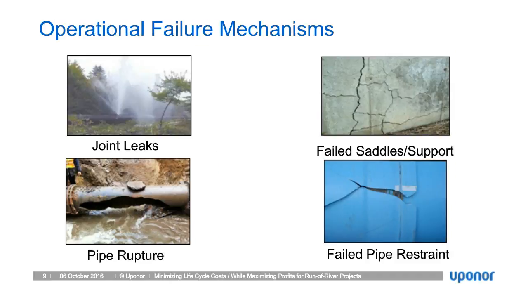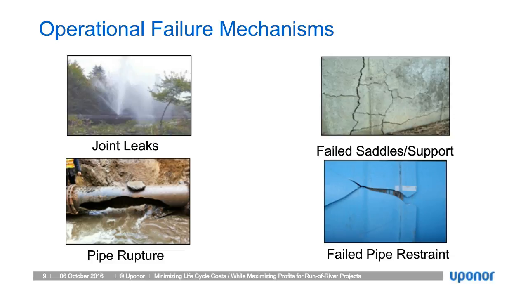Operational failure mechanisms. Joint leaks are very common. It could be things such as in seismic areas because the pipe is moving. It could be because of transient pressures. Someone closed a valve too quickly, which caused a spike in the pressure, which then fatigued and pushed the pipe beyond its tensile limits. So joint leaks are common.